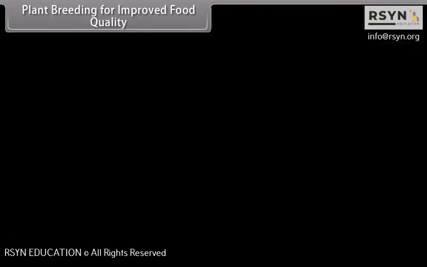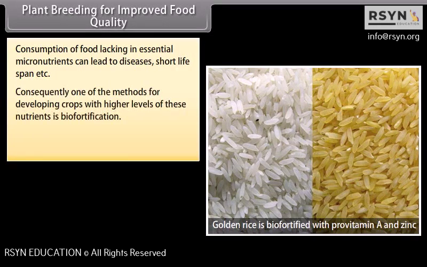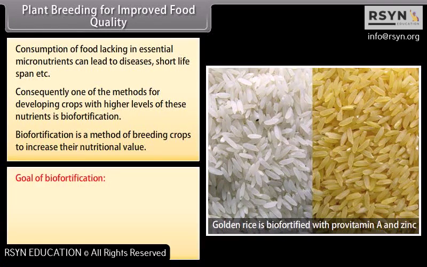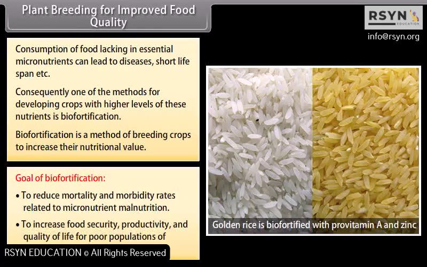Plant breeding for improved food quality. Consumption of food lacking in essential micronutrients can lead to diseases, short lifespan, etc. Consequently, one of the methods for developing crops with high levels of these nutrients is biofortification. Biofortification is a method of breeding crops to increase their nutritional value. Goal of biofortification: to reduce mortality and morbidity rates related to micronutrient malnutrition, to increase food security, productivity and quality of life for poor populations of developing countries.